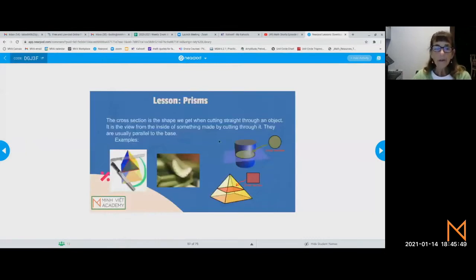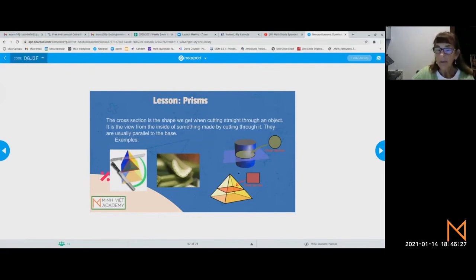All right, here's just a look at some prisms and how they have done cross sections. When you cut straight through an object, what you are looking at is the view created by cutting through it. So here we have our triangle, and if we cut through that triangle, this is what you would see. This is something we probably eat quite a bit, cutting a piece of celery. That is the look of celery once you cut into it.